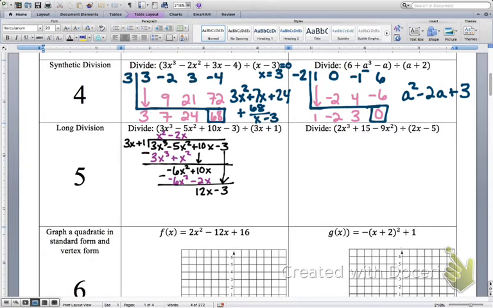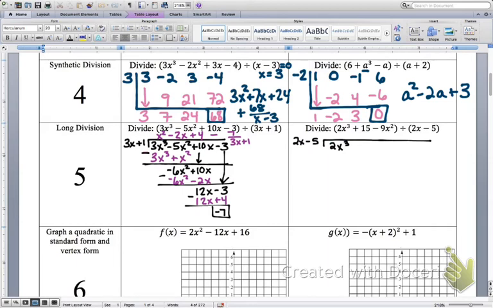3x times what is 12x? We're going to get a positive 4, and then multiply by 3x and 1. We end up with a remainder of negative 7, so we write it the same as we did for synthetic division, by putting it over what we're dividing by. Okay, let's look at example number 2.